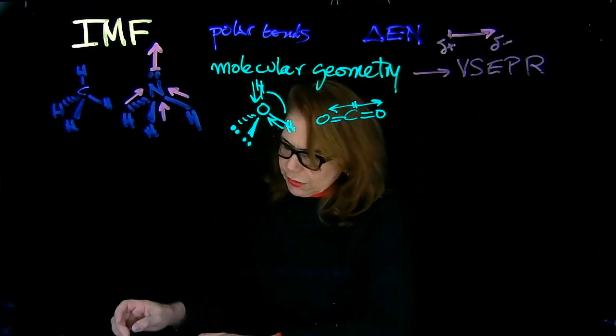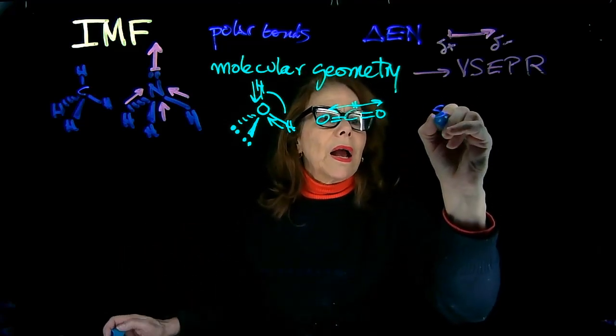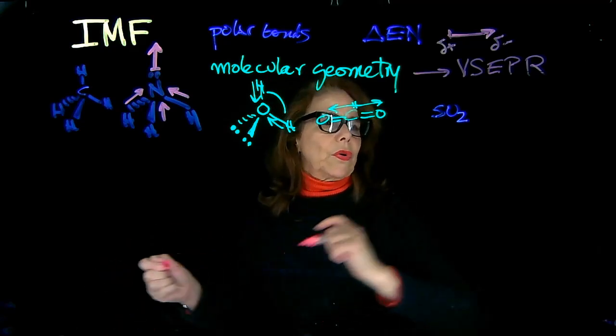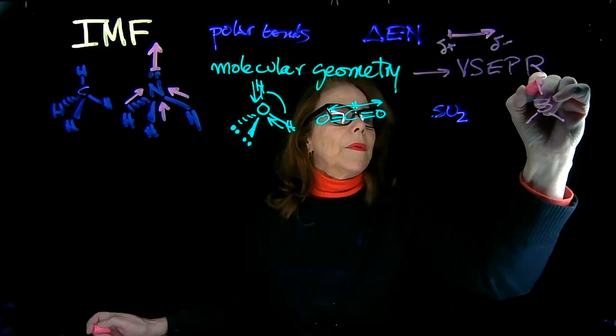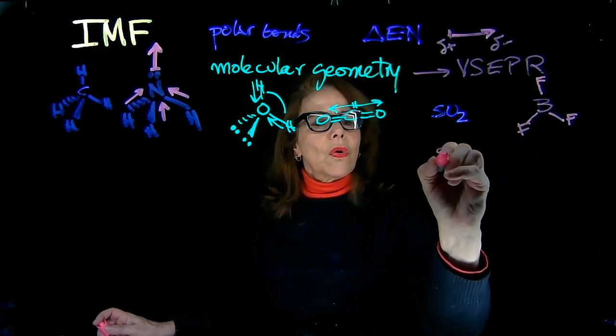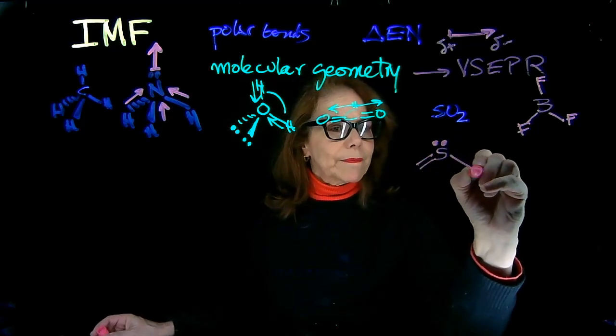What is the other molecule that I drew in the previous video? Oh, okay. I had SO2, and I had BF3. BF3 is trigonal planar, and SO2, you will have a lone pair, and that impacts the geometry.